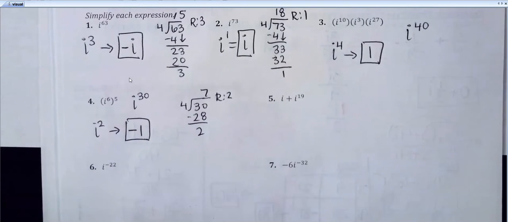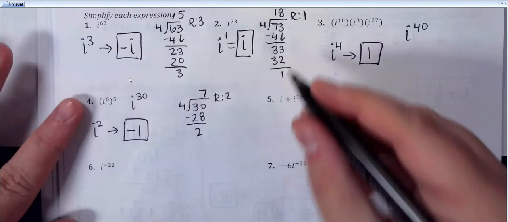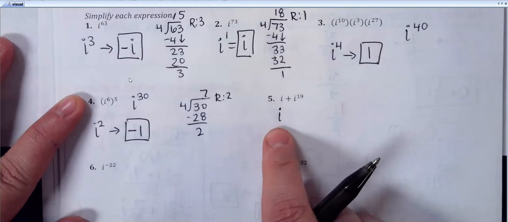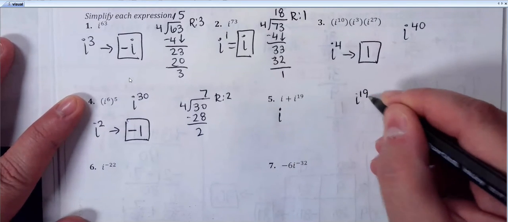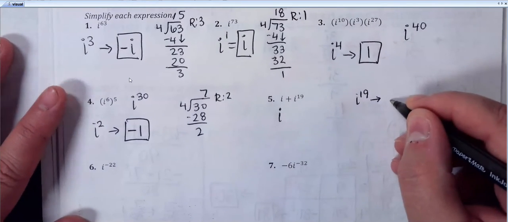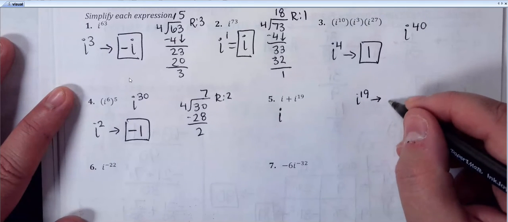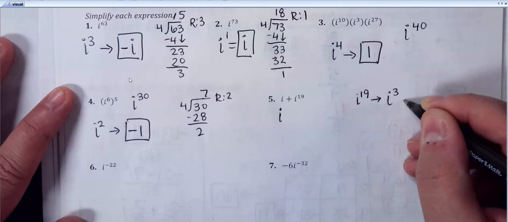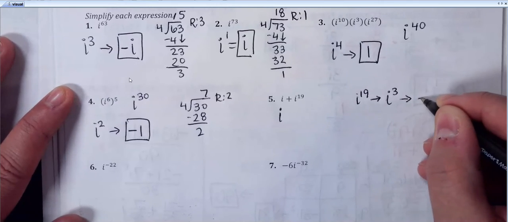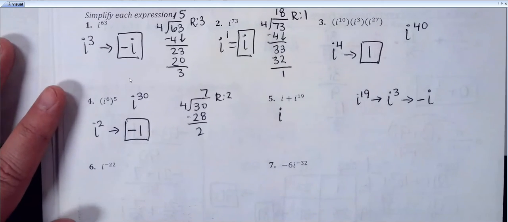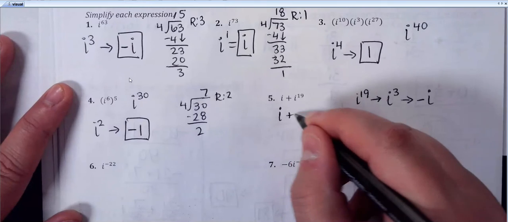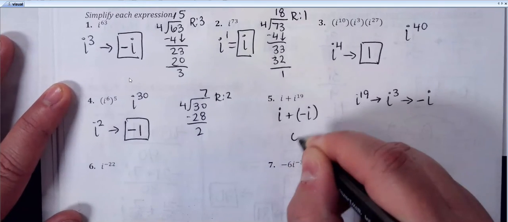Now the next one's weird. You cannot add these two terms together because they are like bases, but they're not like terms because they don't have the same exponent. So I'm just going to leave this as i. Now i to the 19th would be, if I divided that by 4, what would my remainder be? So this would be equivalent to i to the 3rd, which is simplified to be negative i. So really what I have here, i plus negative i, which is 0, exactly.